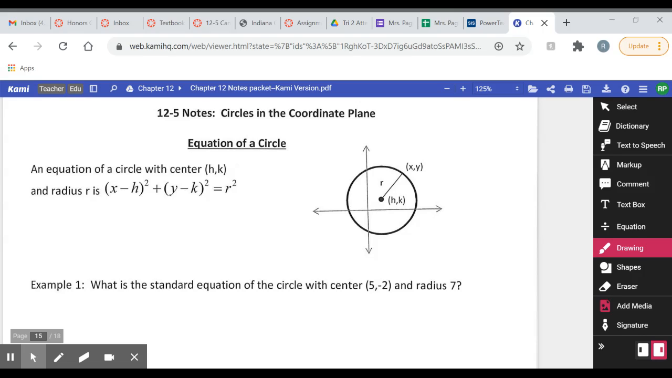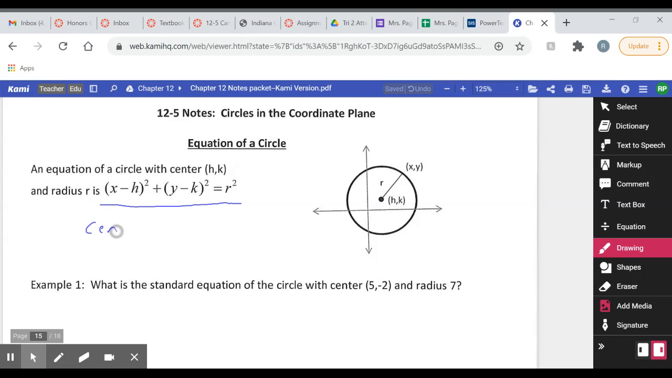So this is the equation of a circle right here that says that (h, k) is the center and the radius is r, and the equation is (x - h)² + (y - k)² = r². So if you see where this information is coming from, again, the center of the circle is (h, k).